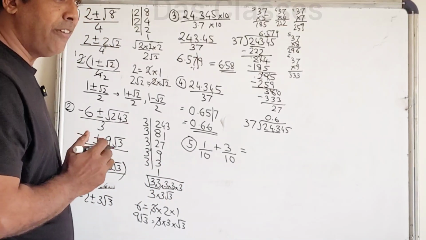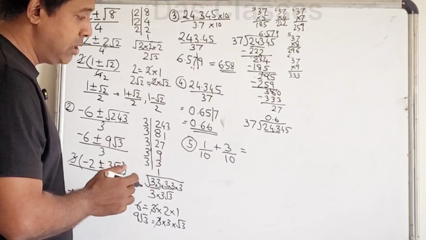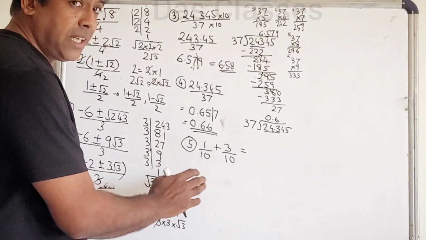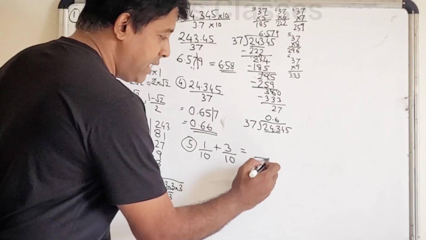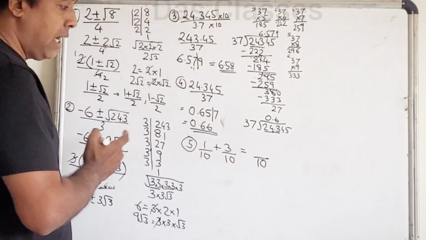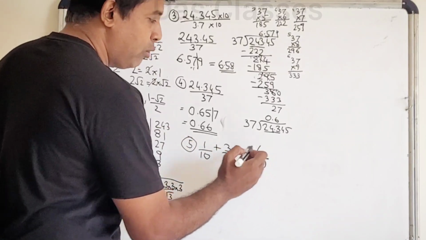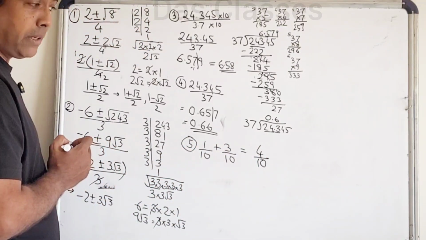See, when you're solving fractions, the denominator should be the same. And when the denominator is the same, you don't add the denominator, you write it as it is. And you add the numerators. That is, 1 plus 3 is going to be 4 upon 10.